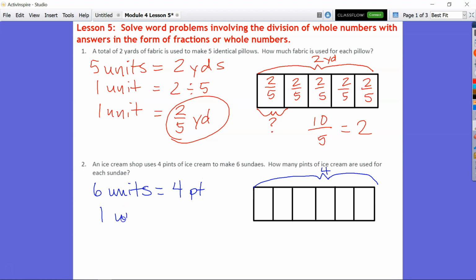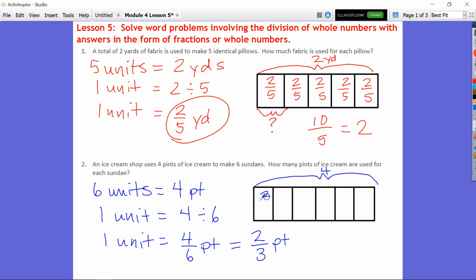So I know that 1 unit is going to be equal to 4 divided by 6. So 1 unit is equal to 4/6 of a pint. And we can say, well, 4/6 of a pint, that could be simplified. We know that 4 is divisible by 2, and 6 is divisible by 2. So this could also be written as 2/3 of a pint.